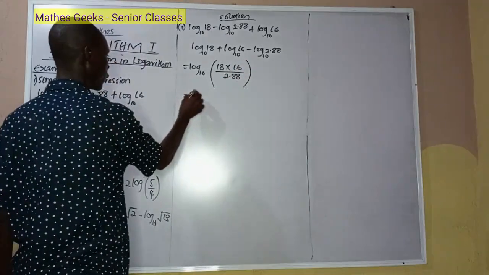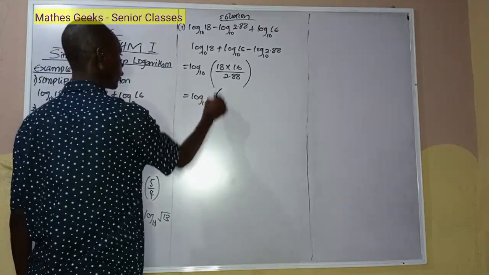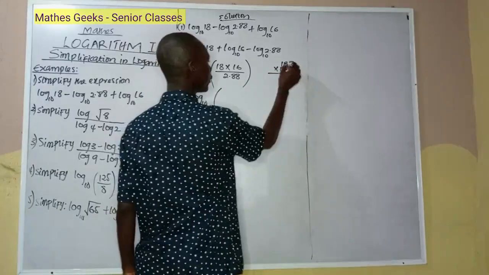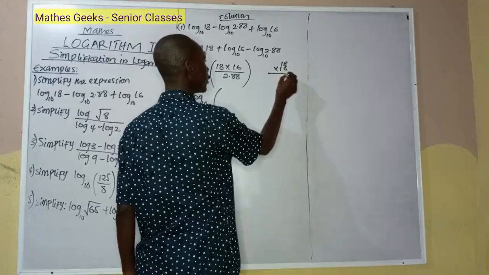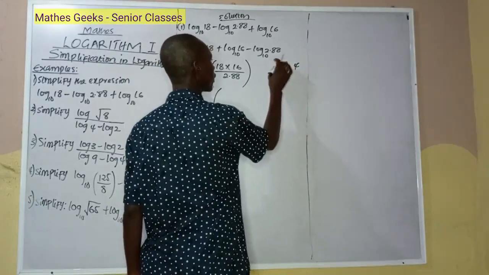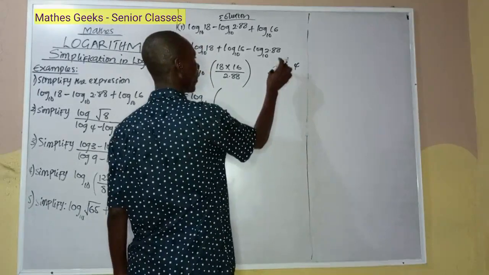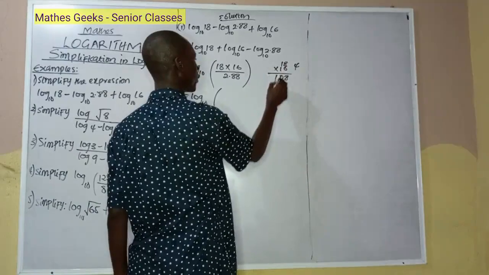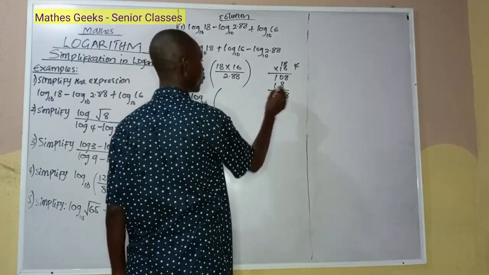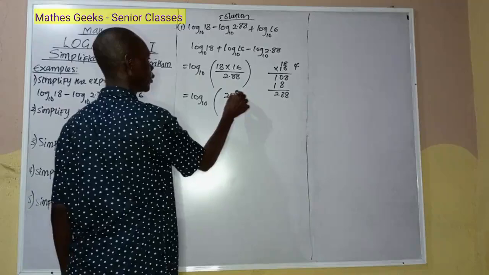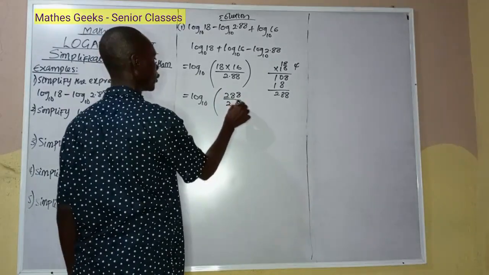So let's find out what 18 times 16 will give us. 6 times 8 is 48. 6 times 1 is 6, plus 4, 10. 1 times 8 is 8. 1 times 1 is 1. So that's 288 over 2.88.